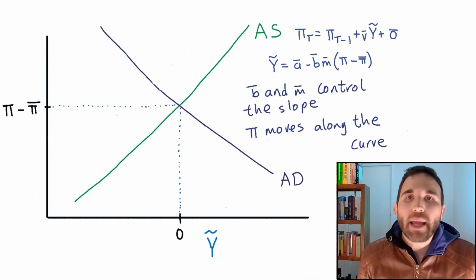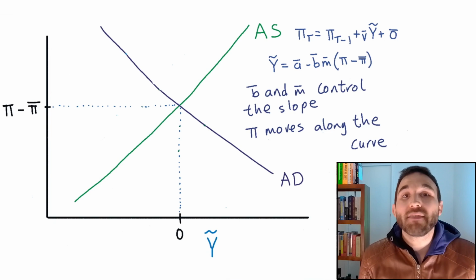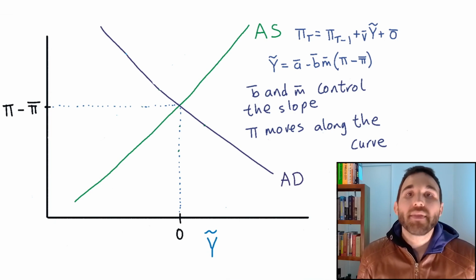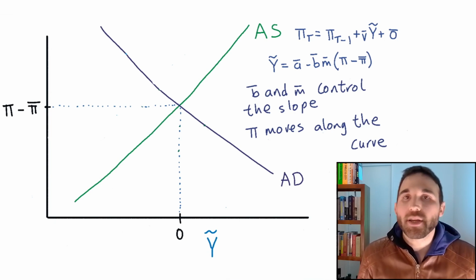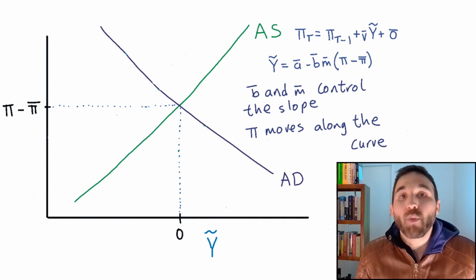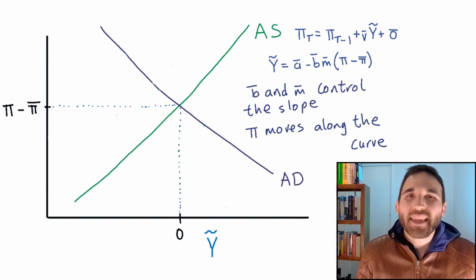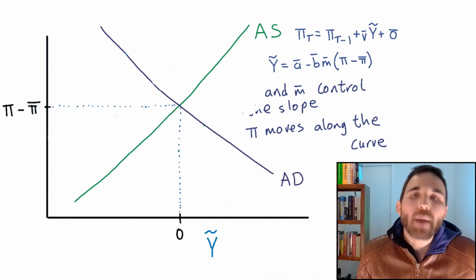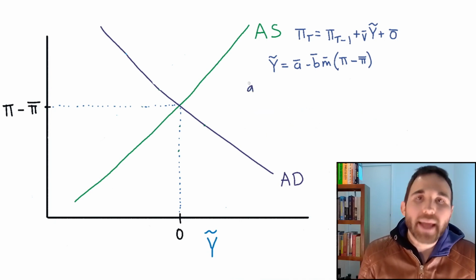Is it B bar or M bar? No. Those only affect the curve itself. They affect the steepness of the curve, because remember, they are multiplied by what is in the parentheses. So that then leaves A bar. This is the primary thing that's going to shift the aggregate demand curve.